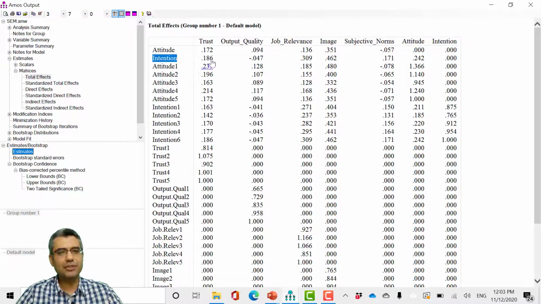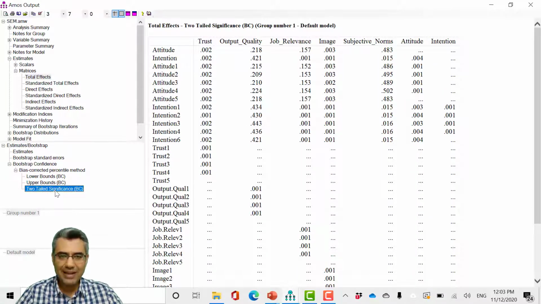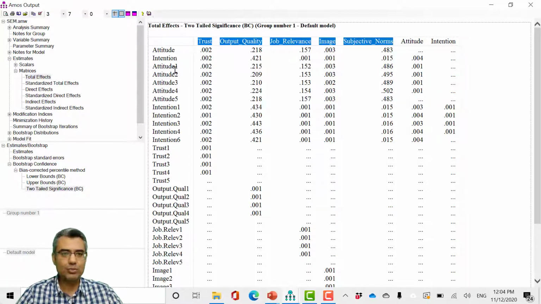Now, how to check whether they are significant? You see, here you can get the results for the standard errors, and this is the lower bound, upper bound, two-tailed significance. This is the p-value. So intention, and these are the five independent variables. We are still in the total effects, right? So these are p-values. The p-value for the total effect of trust on intention is less than 0.05. So it is significant. This one, not significant. This significant, significant, significant. So for 4 of them, you got significant results.